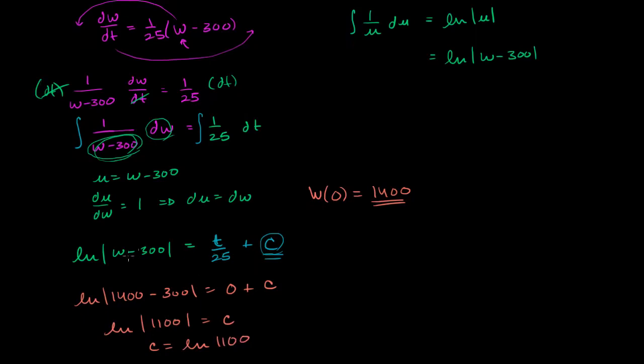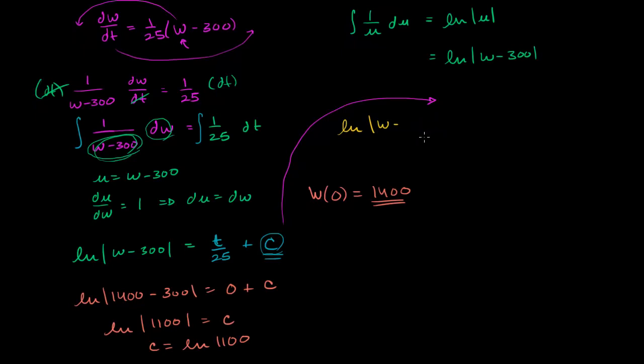So now we can rewrite this part right over here. Let me start right over here. So we could write the natural log of the absolute value of w minus 300. And actually, we know that w is an increasing function. W starts at 1,400 and only goes up from there as t gets larger and larger. So this expression right here is never going to get negative for positive t values. And that's all we care about. And so we can actually drop the absolute value sign. This will always be a positive value.